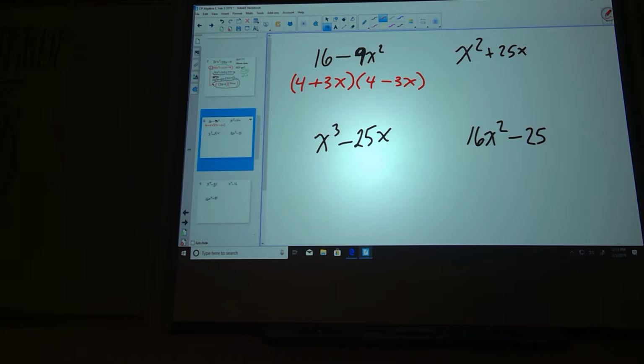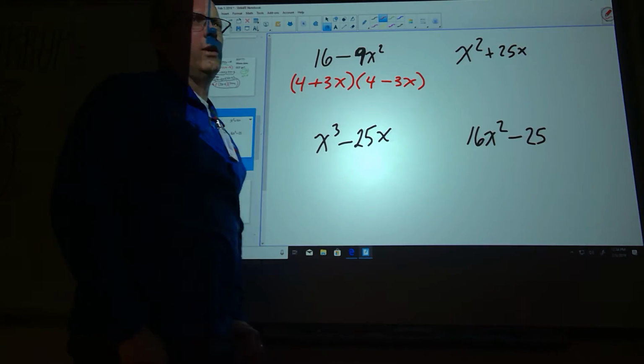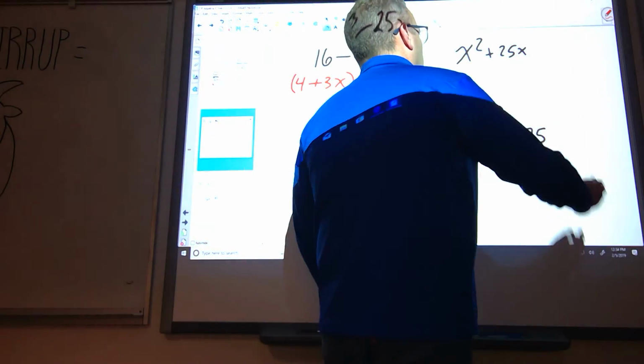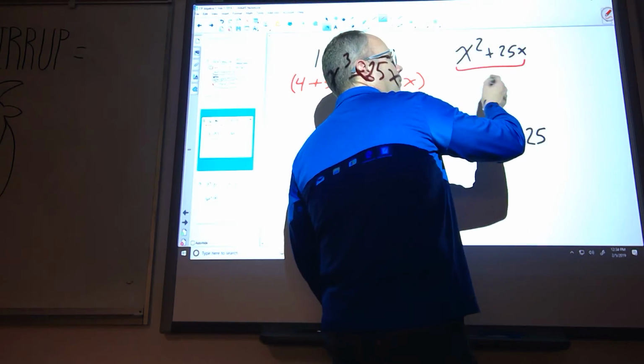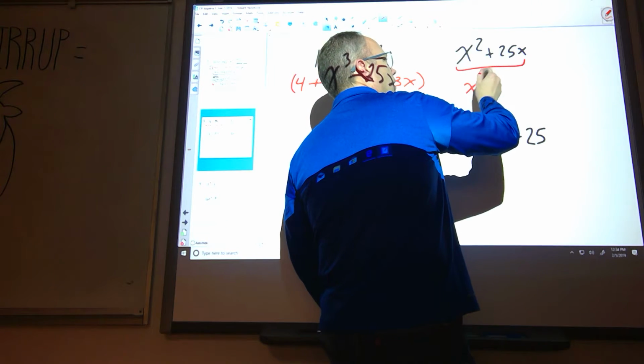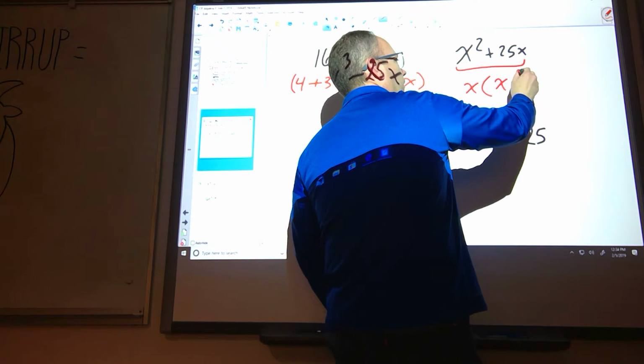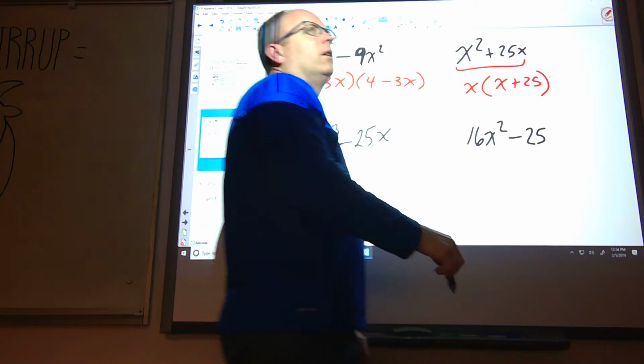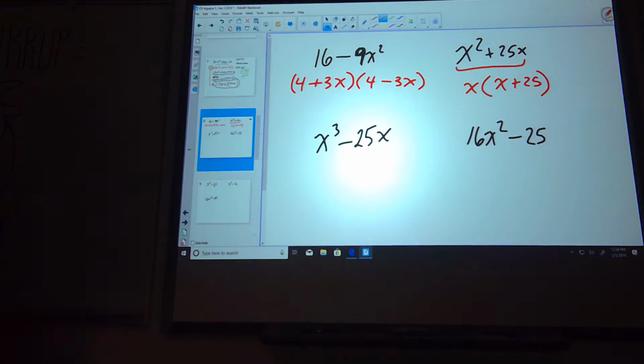Okay. What about that second one? X squared plus 25x. 25 is a perfect square, right? Yeah. But it has an x attached to it. The plus sign means we're not dealing with difference. Difference means subtraction in math. So do I have a greatest common factor on this one, or can I factor down any further? What do I have in common between these two? An x. X plus 25, and that's as far as you can go. There's nothing more you can do.